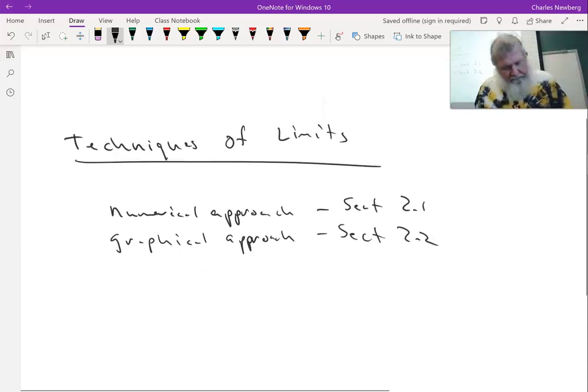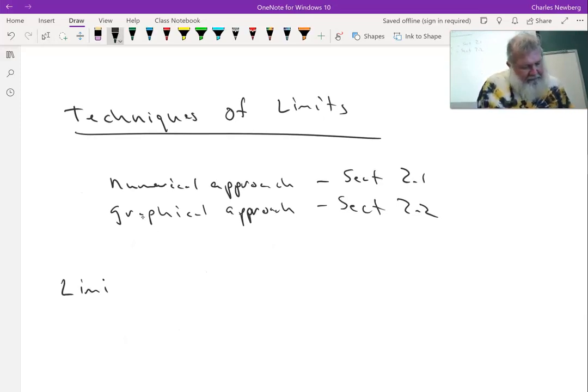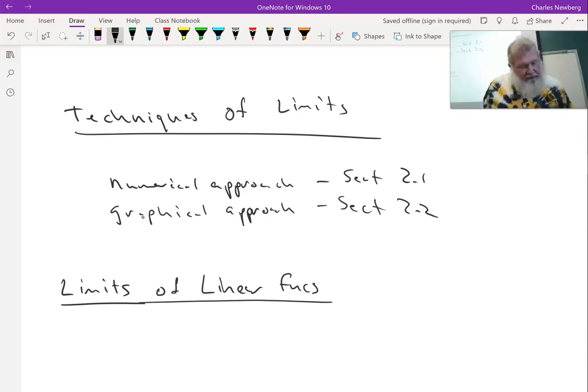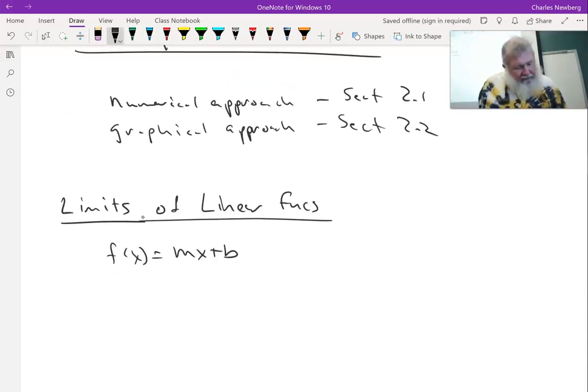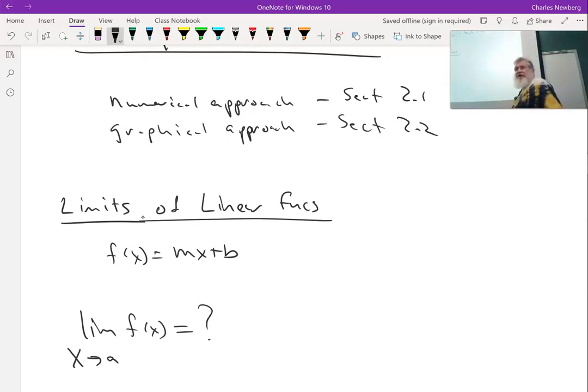All right. So let's start off with one of the simplest things we know a lot about. Limits of linear functions. So let's look at linear functions, which is f of x equals mx plus b. And so let's look at the limit as x approaches a of f of x. And we're still going to do a little bit of a graphical approach to justify this. Later in this chapter, we'll do a rigorous proof.